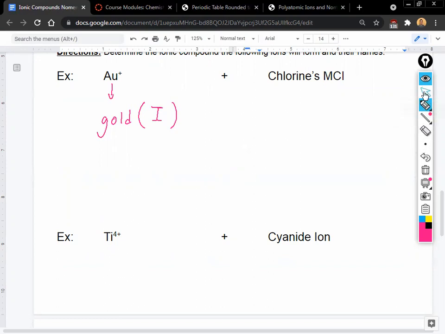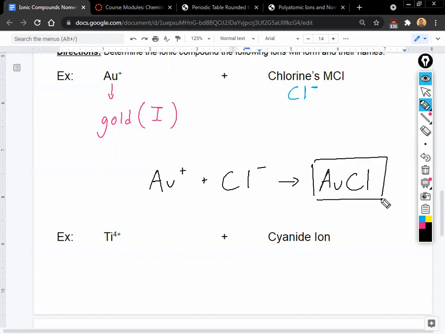Okay, next we have chlorine's ion. We just talked about chlorine's ion. We said chlorine's ion is Cl-. And so if we put Au and Cl together, would they be able to balance each other out? Yeah, it's +1 and -1. So we can just put them next to each other. And there you go. This is your formula.